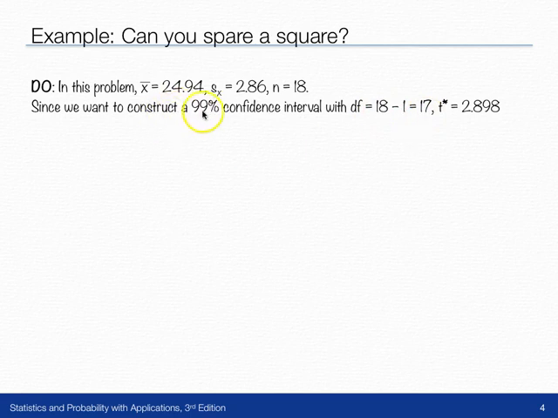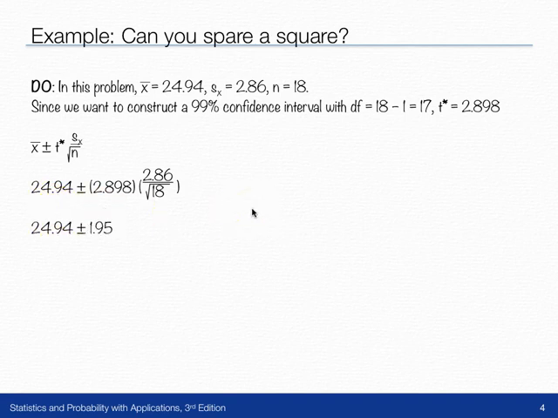Using table B, we can find in the 99% confidence column and the 17 degree of freedom row that t star is equal to 2.898. So now we have all the information we need for the confidence interval. We're just going to substitute the numbers that we have in and calculate to get 24.94 plus or minus 1.95. That gives us 22.99 to 26.89.